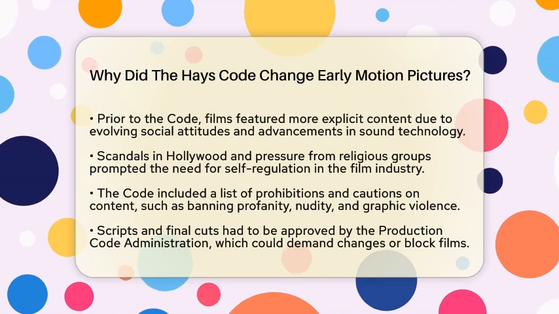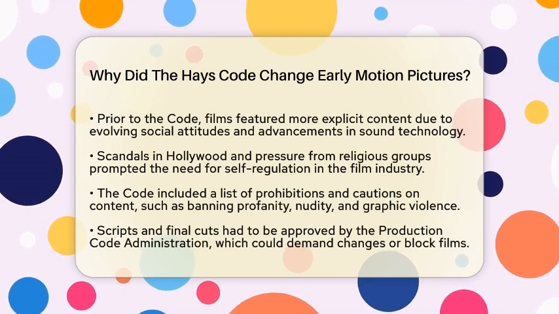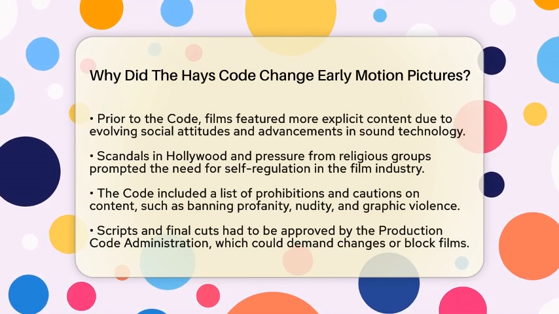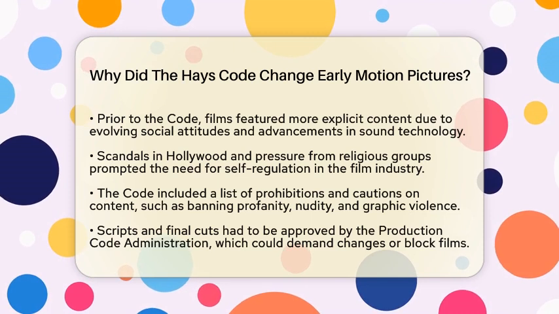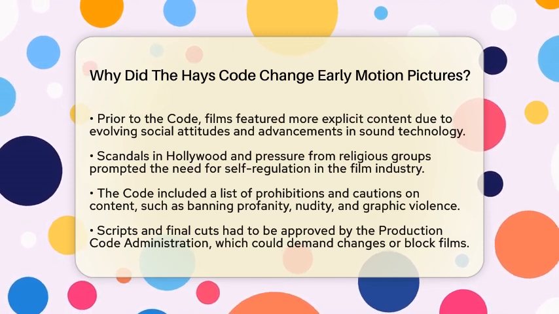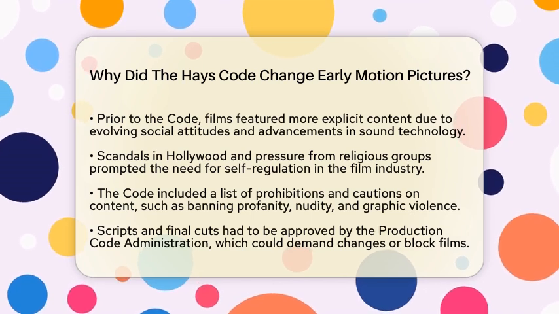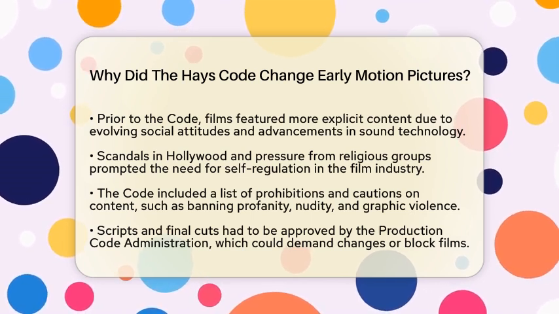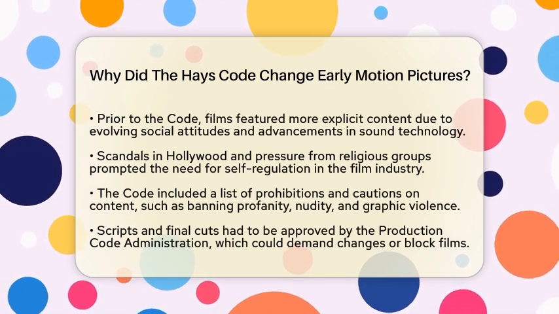The code established a list of don'ts and be carefuls. It prohibited profanity, nudity, explicit sexual behavior, graphic violence, and sympathetic portrayals of criminals without punishment. Studios had to submit their scripts and final cuts for approval by the Production Code Administration. This organization had the power to demand changes or even block films from being shown.